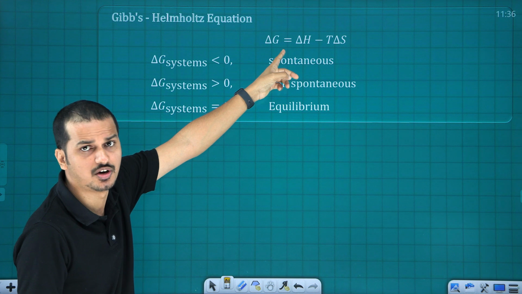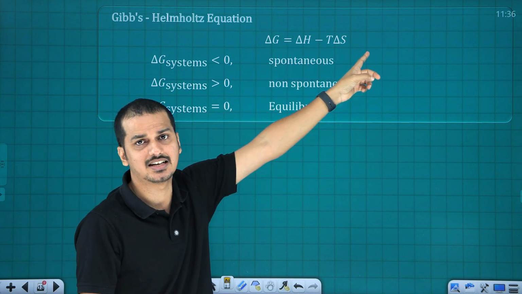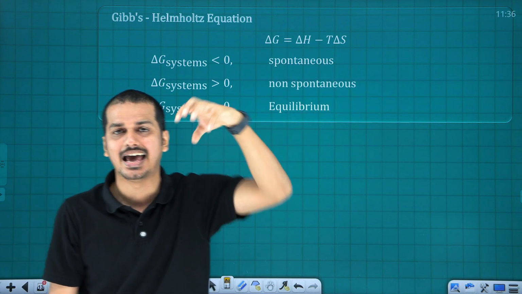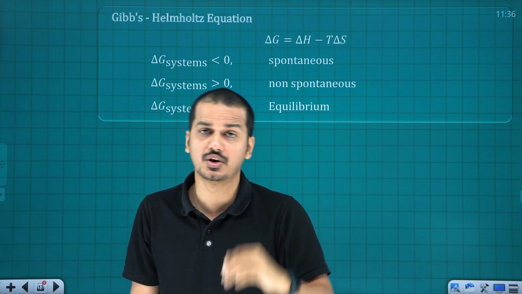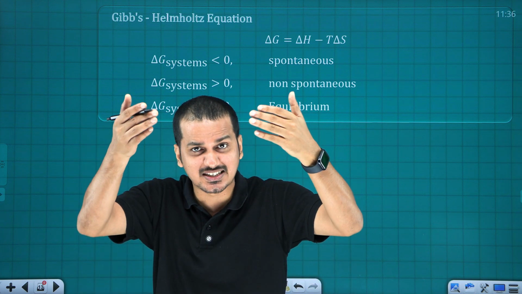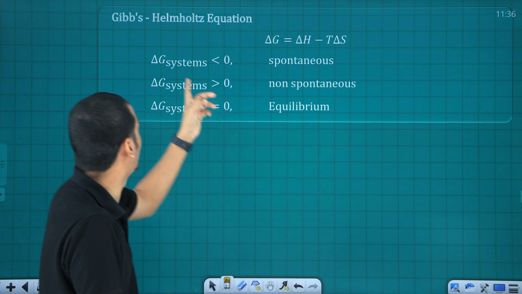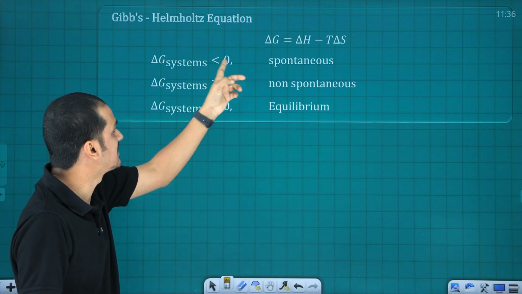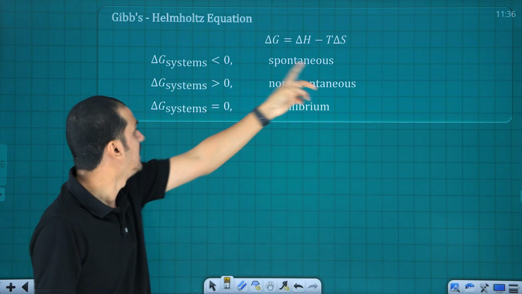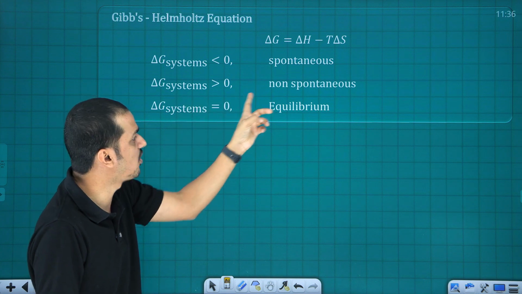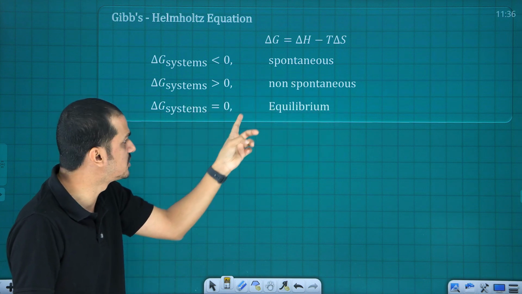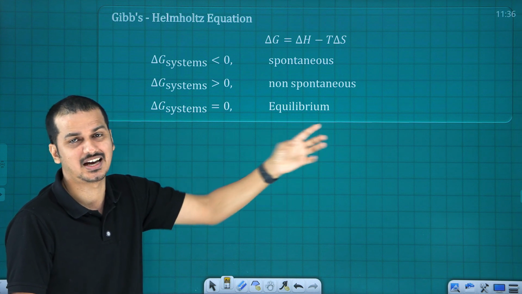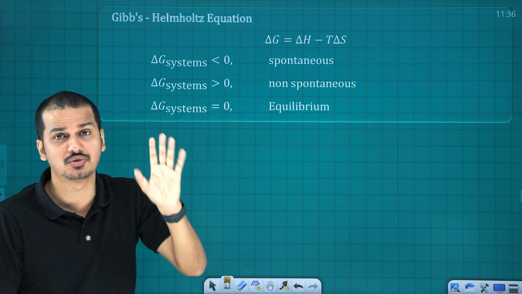Next, Gibbs-Helmholtz equation, that is delta G equals delta H minus T delta S. Gibbs free energy is the energy available in a system to do some useful work. During a spontaneous process, the Gibbs free energy is continuously decreasing. That is why we say delta G system negative means a spontaneous process. Delta G system greater than 0 means what? That is non-spontaneous. Delta G system equal to 0 means what? That is equilibrium. You have to keep that idea in your mind.